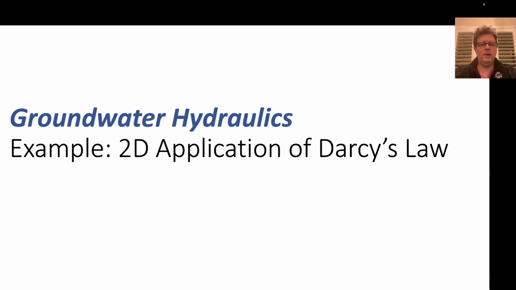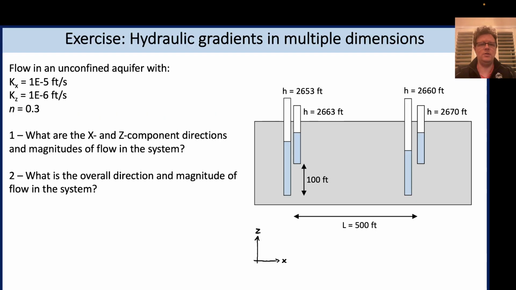I want to work through an exercise that's a Darcy's Law application in 2 dimensions. So what we're looking at here is an unconfined aquifer. We've got different hydraulic conductivities in the horizontal and vertical, or x and z dimensions of the problem. We're given a porosity of 0.3. And we're going to work on 2 problems.